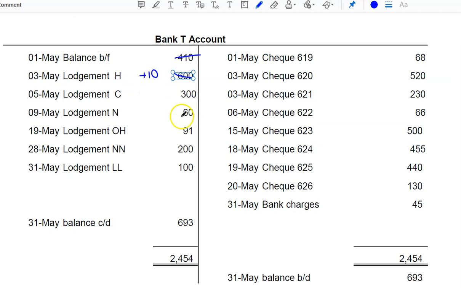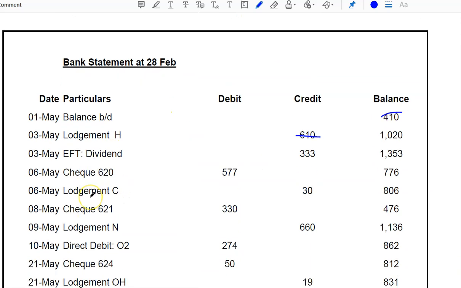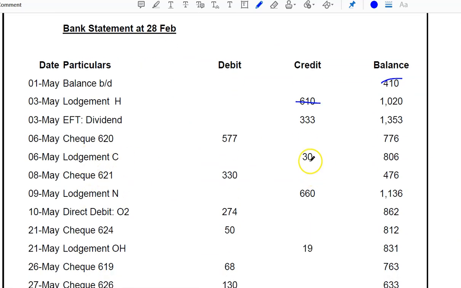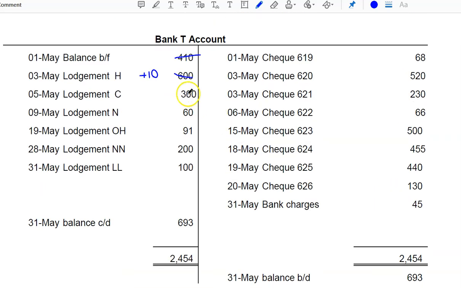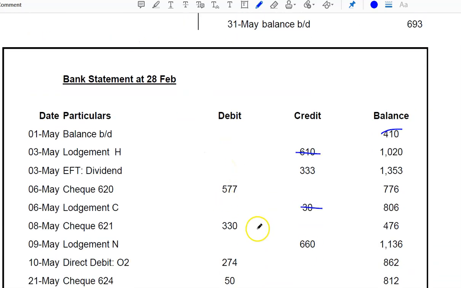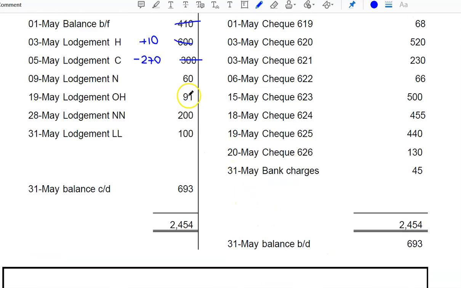Lodgement C is 300, so come down to the bank statement, find lodgement C, here we are, 30. So it was recorded as 300, it should have been 30. So that's a minus 270. So you go down through it like that, lodgement N, 660 versus 60, and that should have been 600 more. We recorded 60, we should have recorded 660.